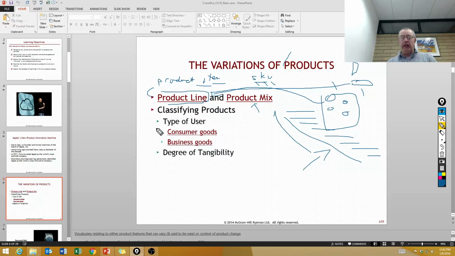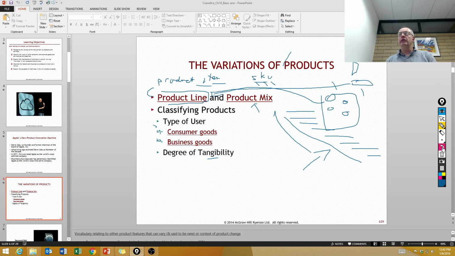Okay, so we can classify products in two different ways. We can classify by type of user, so we have consumer goods and business goods, which we'll look at more in a minute. And then another way of classifying products is by degree of tangibility. So we have non-durable goods; most food products are non-durable because we consume them quite quickly. Durable goods are goods that last a period of time, such as clothing, furniture, vehicles, houses. And then we have services, which are intangible. They're activities rather than goods.